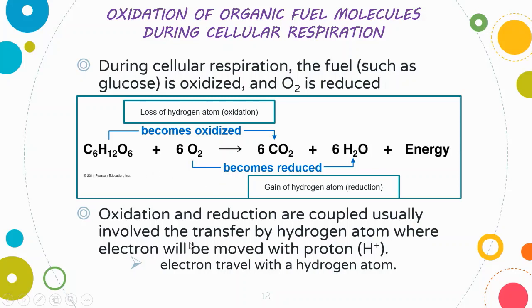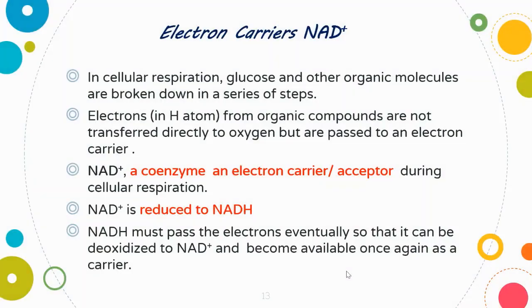So as I mentioned here, when there is loss of hydrogen atom, there is loss of electron. So it means the electron travels with a hydrogen atom or proton. Electron carriers such as NAD positive. In cellular respiration, the glucose or any other organic molecules are broken down in a series of steps. So it means the electrons are not directly transferred from glucose to oxygen. It involves a series of steps in which the electron carriers are embedded.